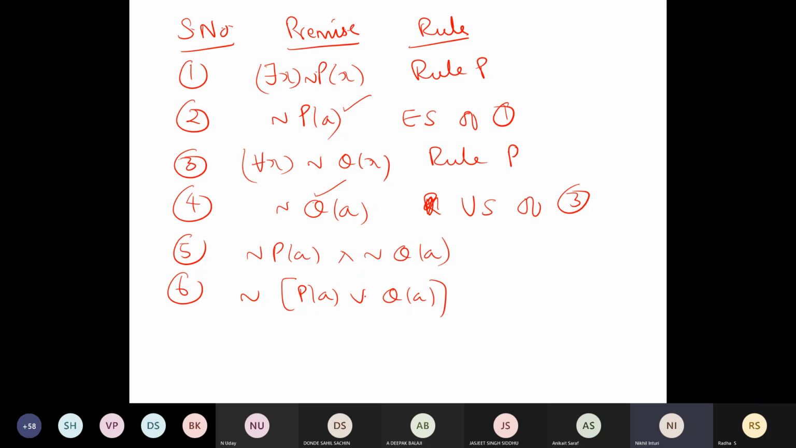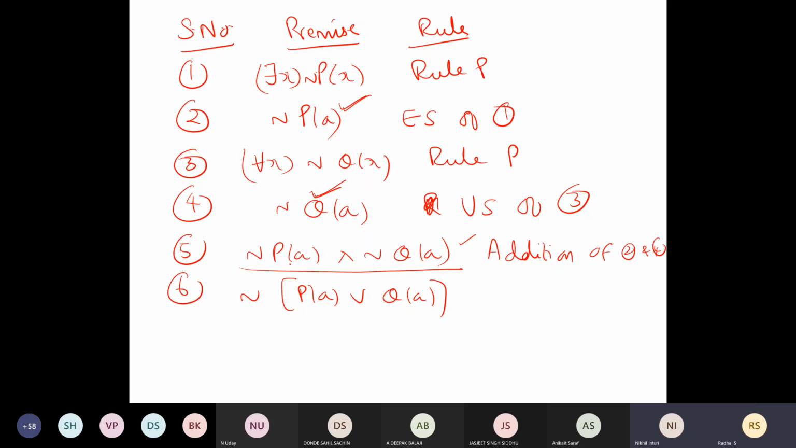Ma'am, can you explain this again? From the beginning, should I explain? Ma'am, just steps 5 and 6. I'm taking these two together here: not of P of A, not of Q of A. This is also true, this is also true. I'm taking them together, addition of 2 and 4. Clear? Okay.